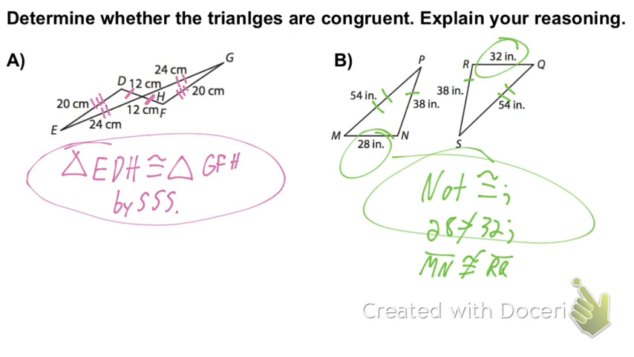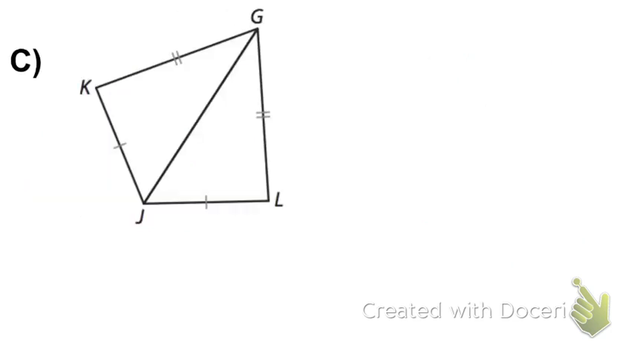Any other questions on that? That was a good one. Good question. Okay, let's look at letter C. Don't blurt. I want you to think about whether or not we could prove these 2 triangles congruent. And if we can, we'd want to put our congruence statement, triangle this congruent to triangle this, by our shortcut, or CPCTC if you can. Otherwise, we say not congruent and explain why.